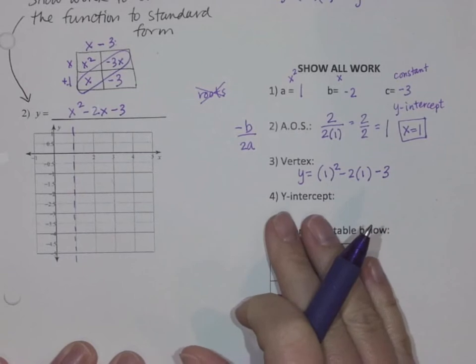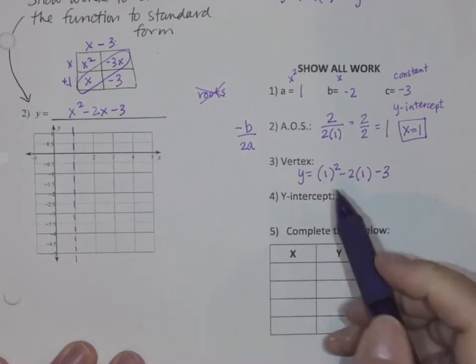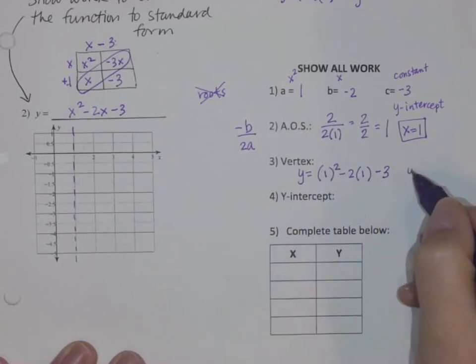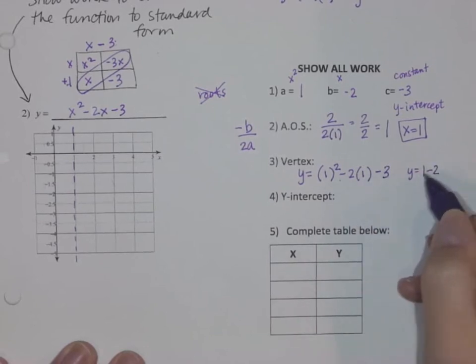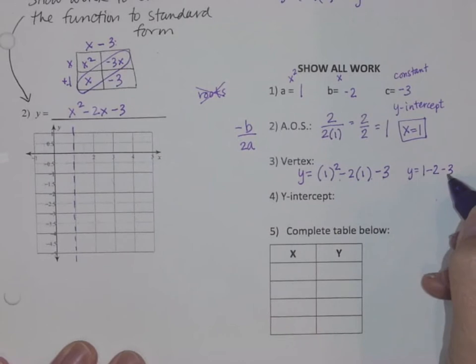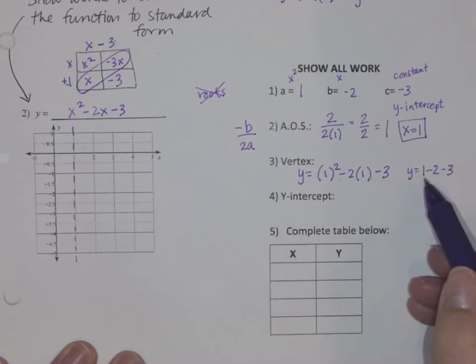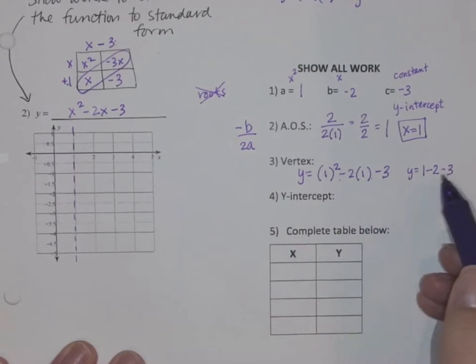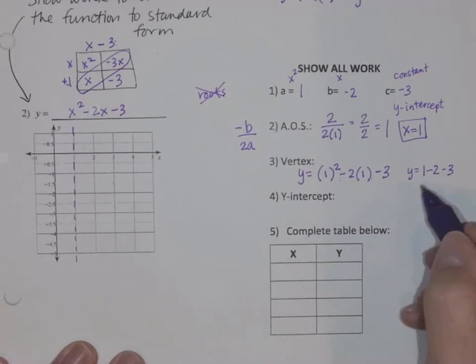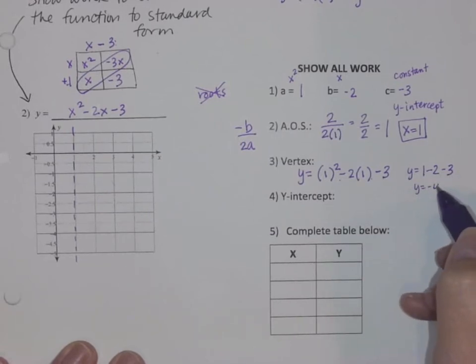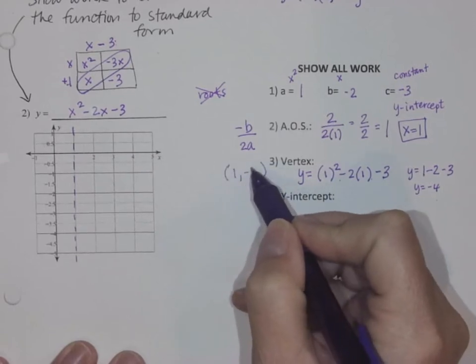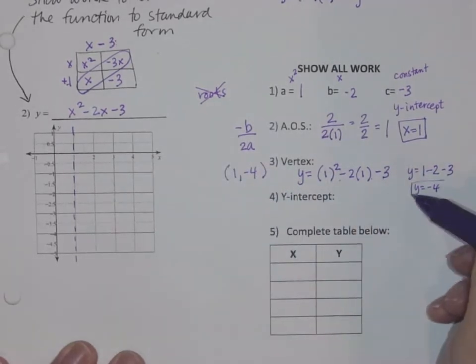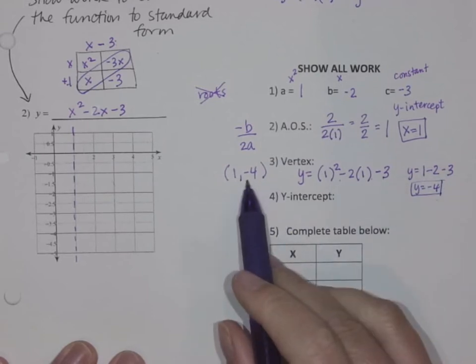So order of operations says we have to do things in a certain order. 1 squared is 1. -2 times 1 is -2, and -3 is the c value. So let's just go left to right here. 1 minus 2 is -1, minus 3 is -4, which we already knew because our vertex in the previous problem was 1, -4 also. This is just part of our vertex ordered pair.